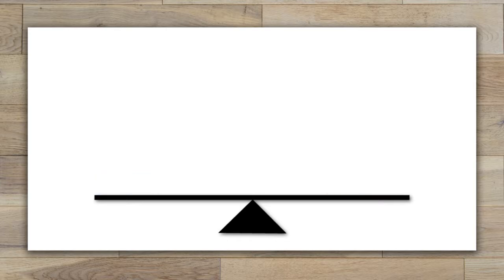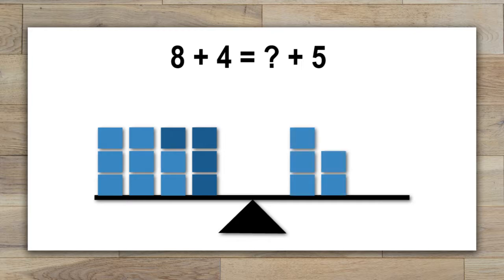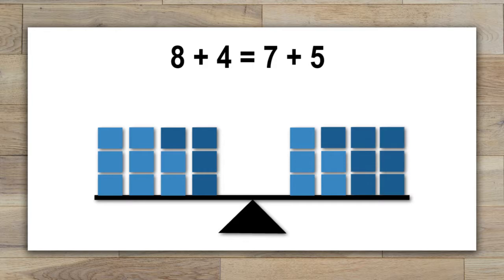Let's use the scale again to evaluate an equation. 8 plus 4 equals something plus 5. Let's visually represent the numbers using cubes. The left side of the balance scale will have 8 plus 4 cubes, or a total of 12 cubes. The right side will have 5, and we will need to decide how many more cubes to place so that the right side also equals 12. We know that 5 plus 7 is equal to 12, so there will need to be 7 more cubes placed on the right side of the balance scale in order for the two sides to be equal.